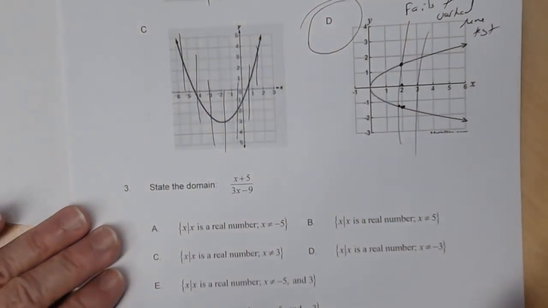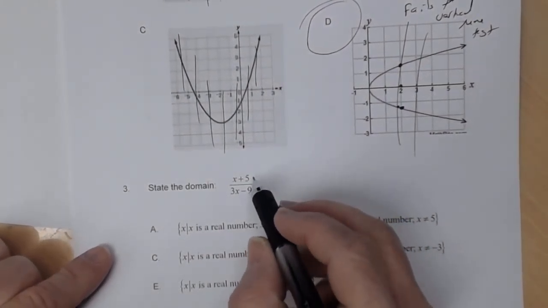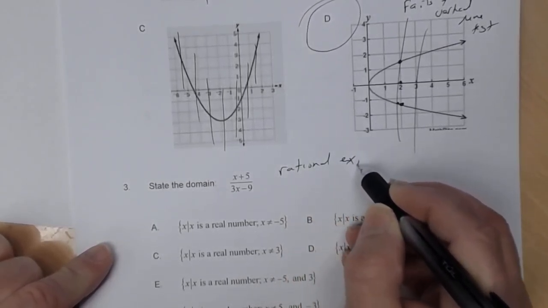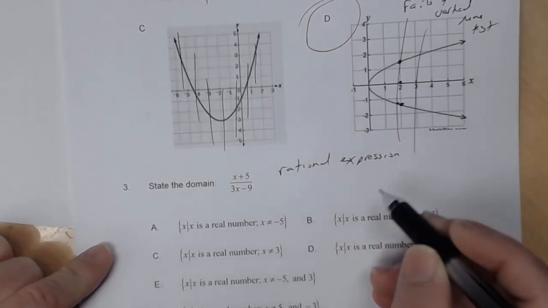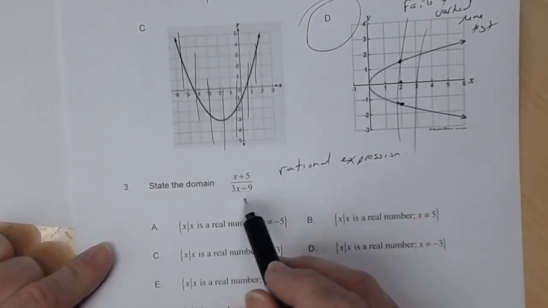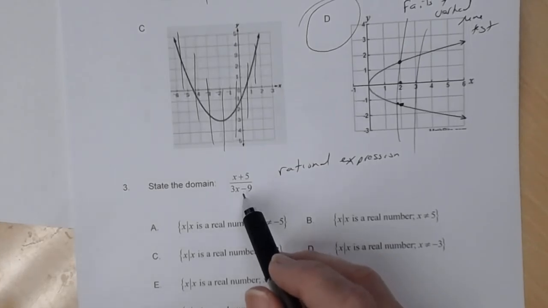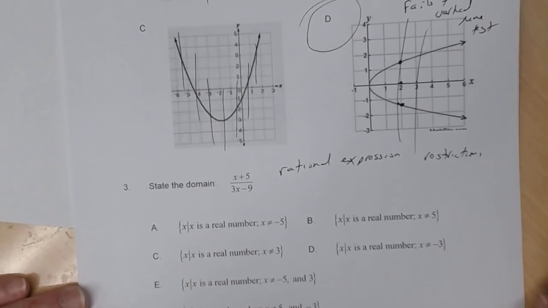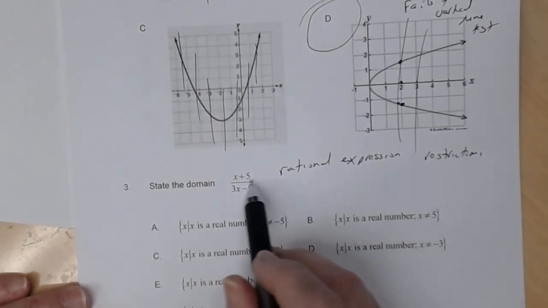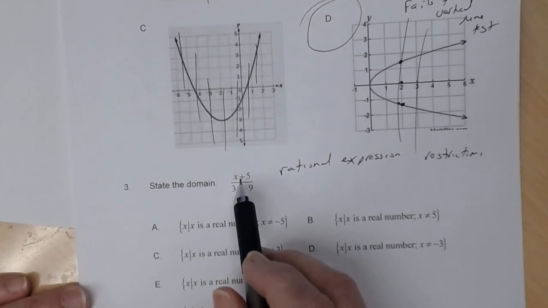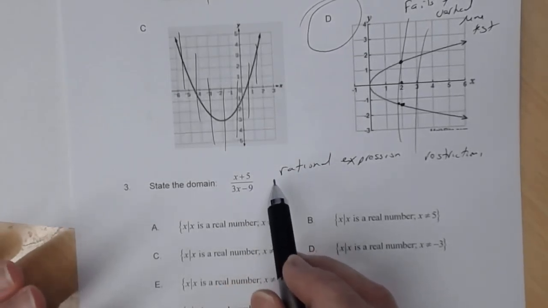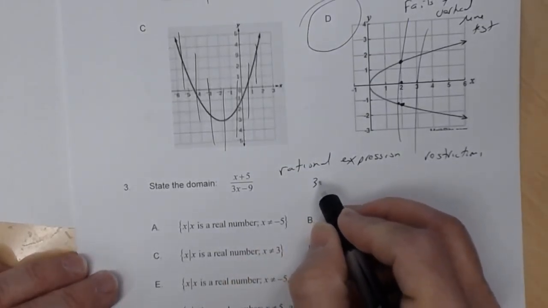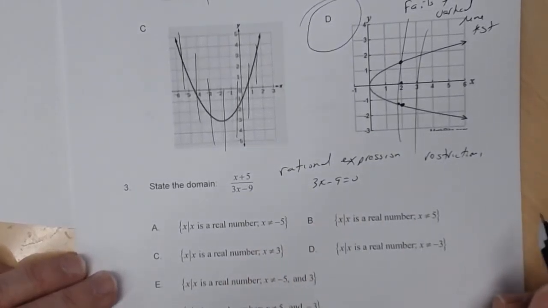All right, number three, you want to state the domain. And so remember, if we have a rational expression, and you want to find what values of x you can't use, what are the restrictions? So we used the word restrictions before. So to determine that, remember, you can never divide by zero. So what you do is you take the denominator. It doesn't matter if the numerator is zero, the denominator cannot be zero. So you can't divide by zero.